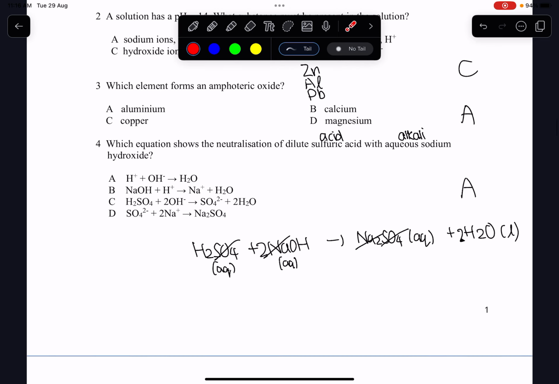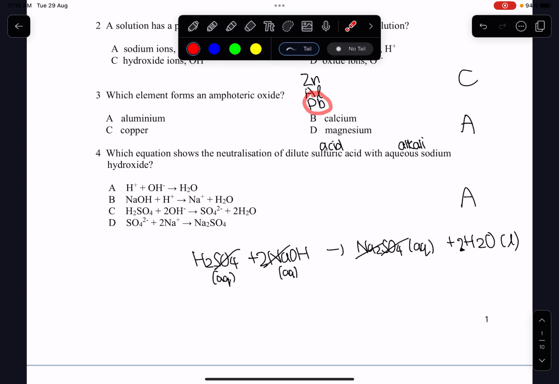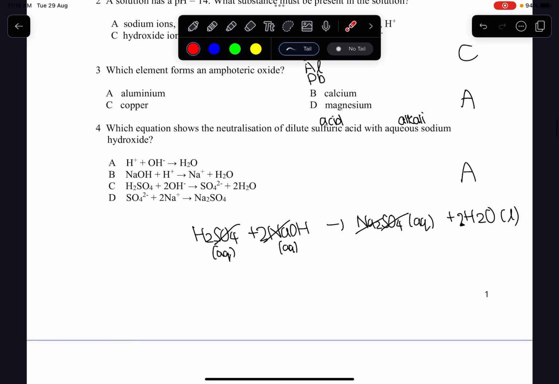Question 3, which element forms an amphoteric oxide? Just remember, amphoteric oxide is ZAP, standing for zinc, aluminium, lead. Of course, it's the chemical symbol, so it's not P for lead, but Pb for lead. So answer is A, aluminium, because the rest are not ZAP.